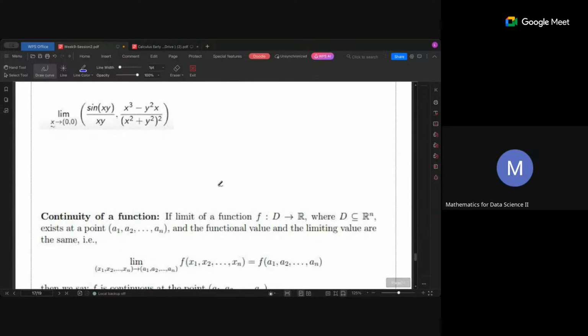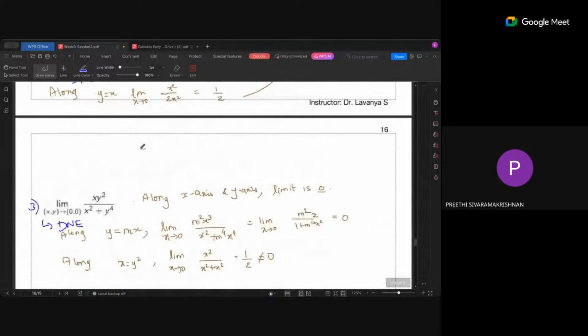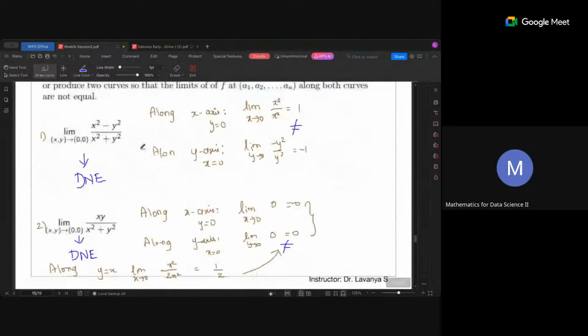Similarly, what about this function? This we already know: sin theta by theta, as theta goes to 0, is 1. And what about this one? I guess we just did this problem, or we didn't do it.